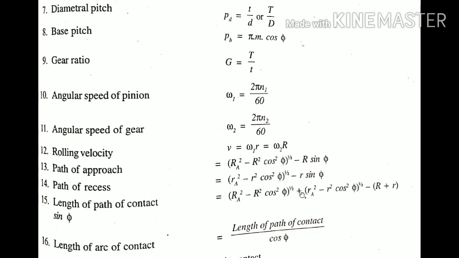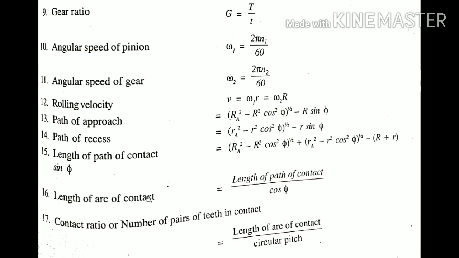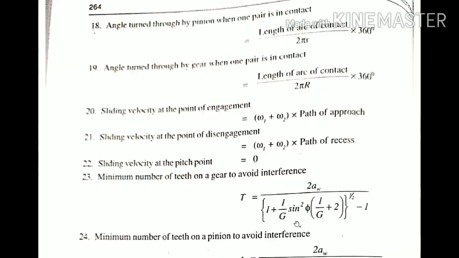Then similarly the length of contact, the same equation we derived yesterday. The length of contact, the other way we can call it, is the length of the path of contact, the sum of the path of recess plus the path of approach. If you find these two individually and add them, you get the total length of path of contact. Similarly, if you want to find the length of arc of contact, then the length of path of contact divided by cos phi you have to substitute. Then the contact ratio is nothing but the length of arc of contact divided by the circular pitch, that is Pc.